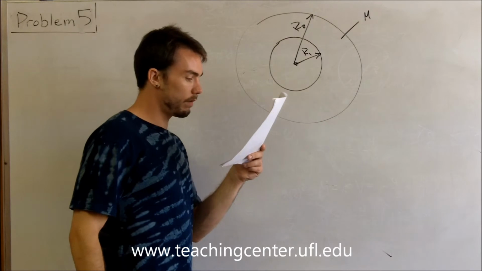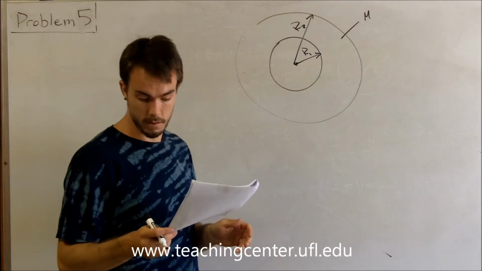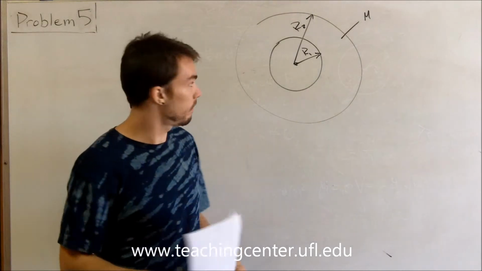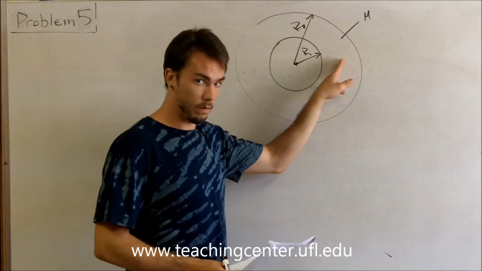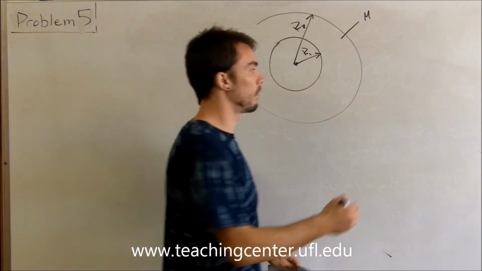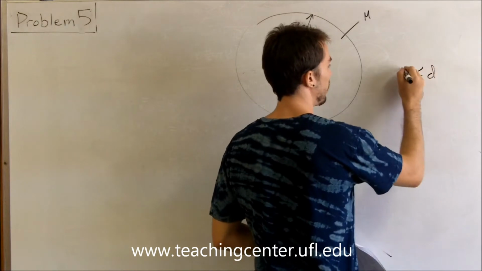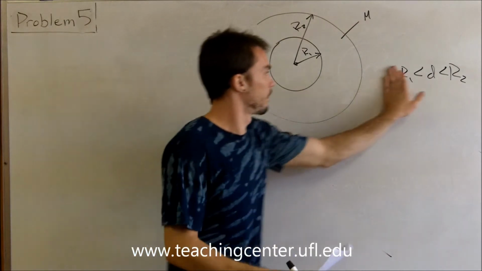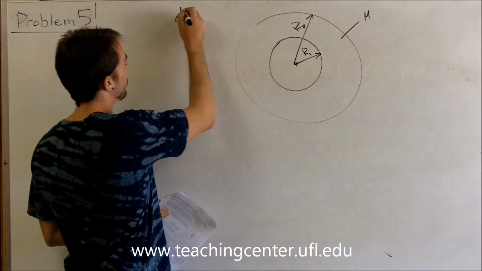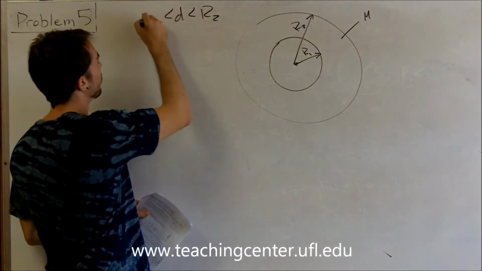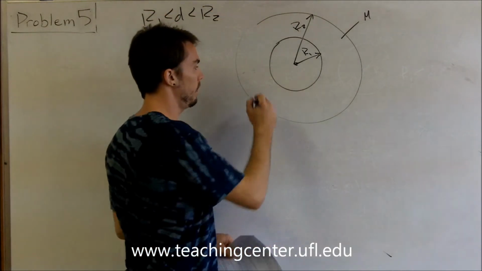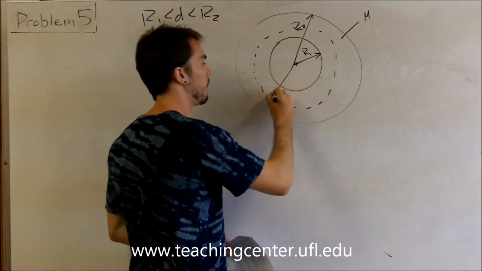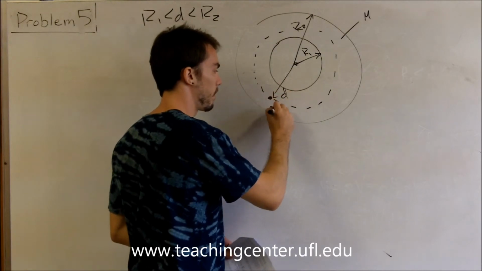Now it has a point mass of little m at a distance d from the center. It says this distance d is outside the inner radius, so greater than r1, and inside the outer radius, r2. So we know d must be greater than r1 and less than r2. So let's pick an arbitrary point inside this. And that's going to be d, and this is going to be our point mass m.